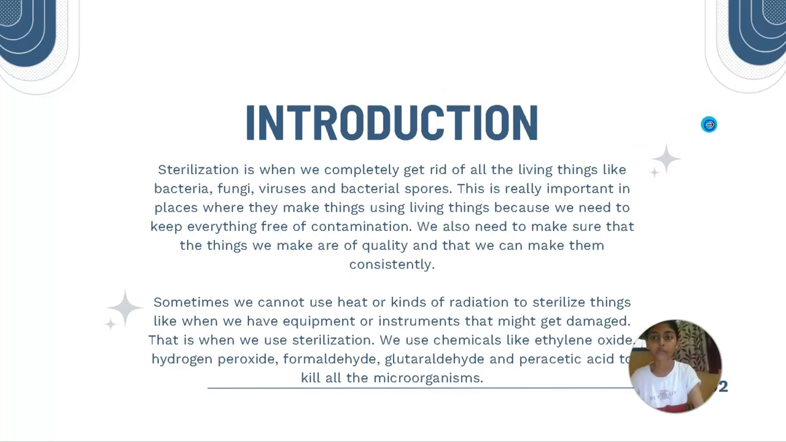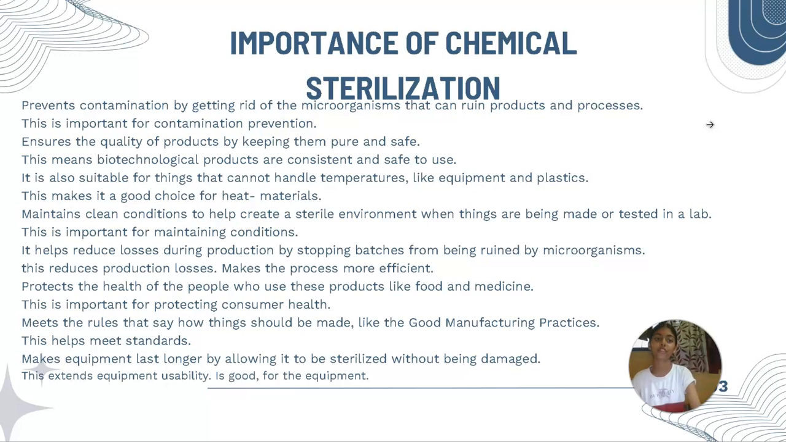Okay, so now we will see the importance of chemical sterilization. Chemical sterilization helps prevent contamination. It maintains the quality and safety of biotechnological products. It is useful for heat sensitive materials such as plastics and certain equipment. It also helps reduce production losses and maintain sterile production conditions.